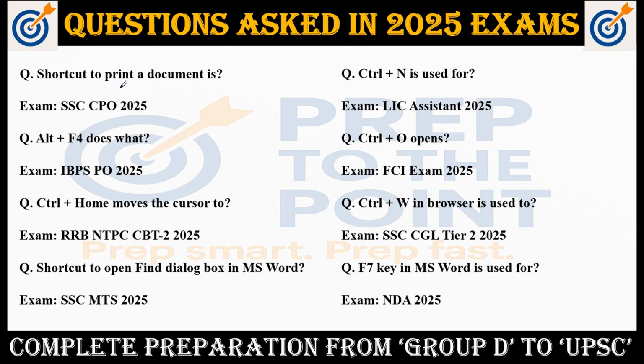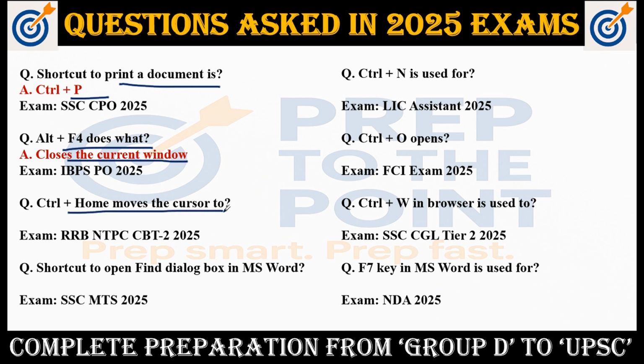Shortcut to print a document is Control plus P. Control plus P means print. Alt plus F4 does what? Closes the current window. Alt plus F4, close. Control plus Home moves the cursor to the beginning of the document. Control plus Home, beginning. Shortcut to open Find dialog box in MS Word: Control plus F. Control plus F for Find.